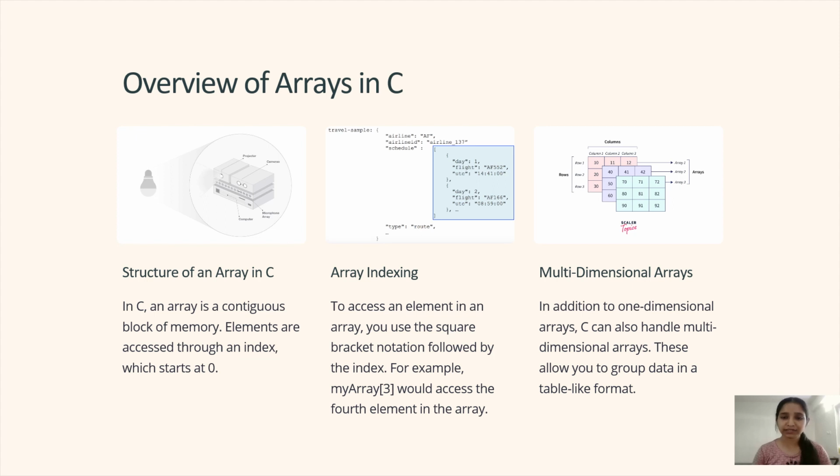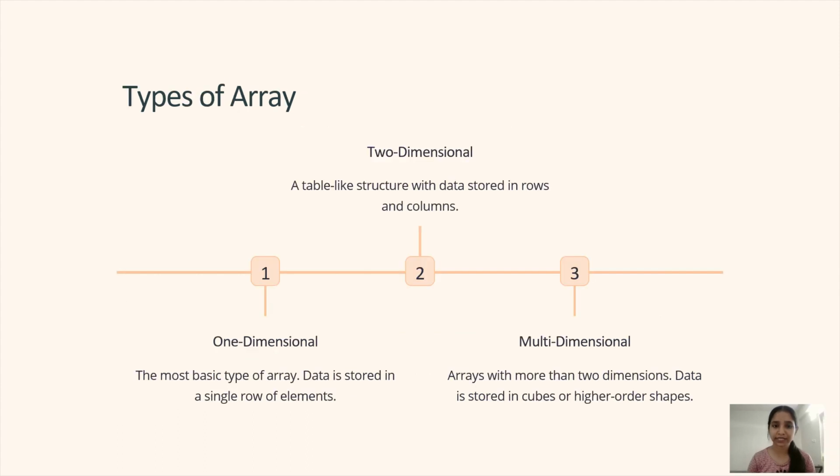The third overview is the multi-dimensional array. In addition to one-dimensional arrays, C can also handle multi-dimensional arrays. These allow you to group data in a table-like format. Our next topic is types of arrays. There are three types of array: one-dimensional, two-dimensional, and multi-dimensional. In one-dimensional, the most basic type of array, data is stored in a single row of elements. Two-dimensional, a table-like structure, stores the data in rows and columns. Last is multi-dimensional: arrays with more than two dimensions. Data is stored in cubes or higher-order shapes.